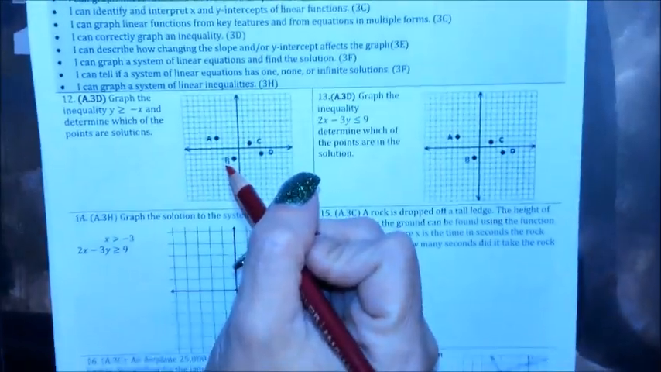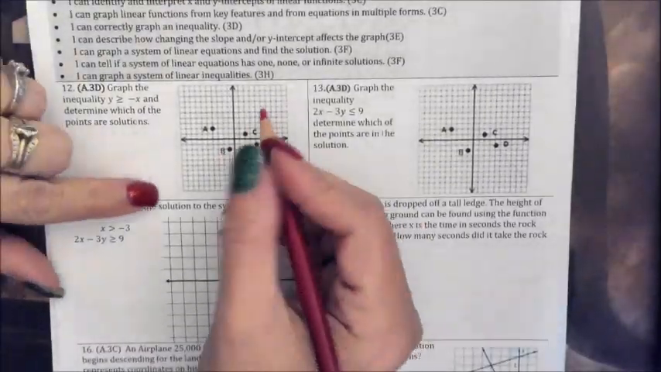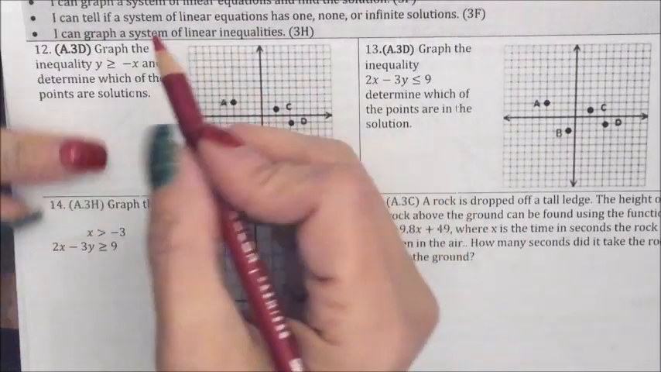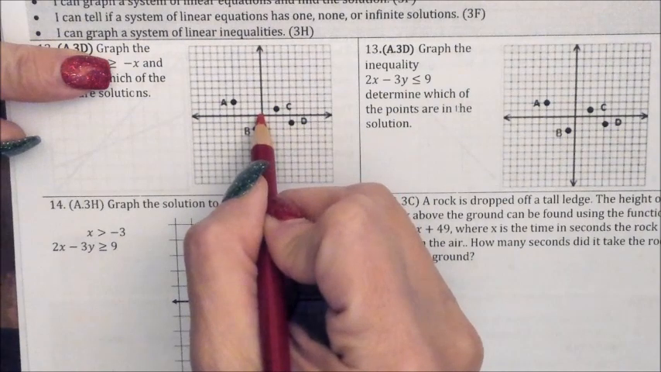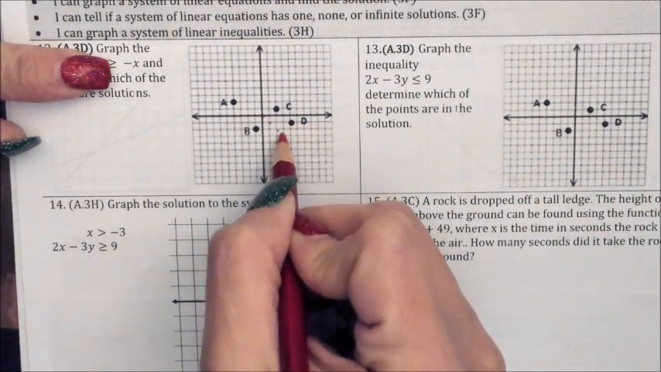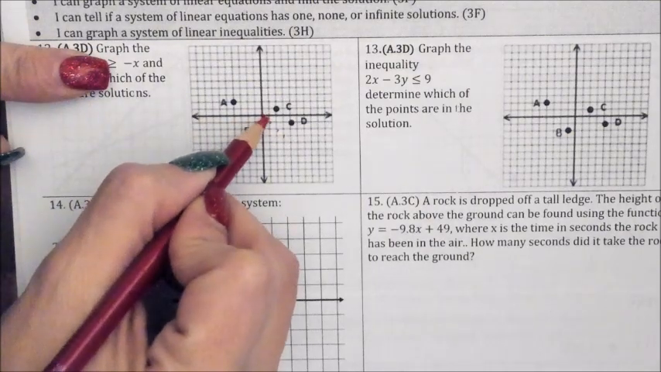I'll just zoom in for y'all. Y equals negative x. So it's going to go through here. It's going to go down 1 over 1, down 1 over 1. You could also graph that in your calculator.